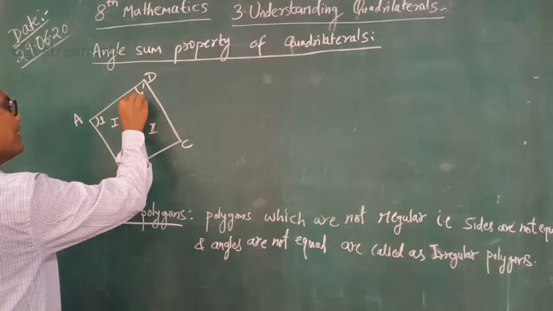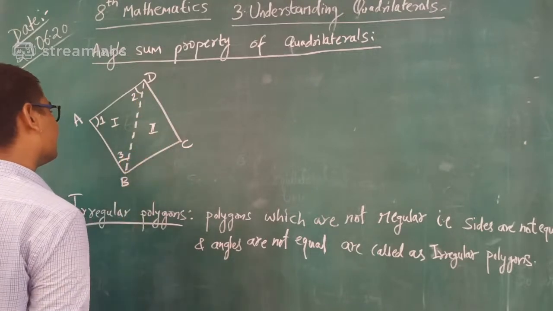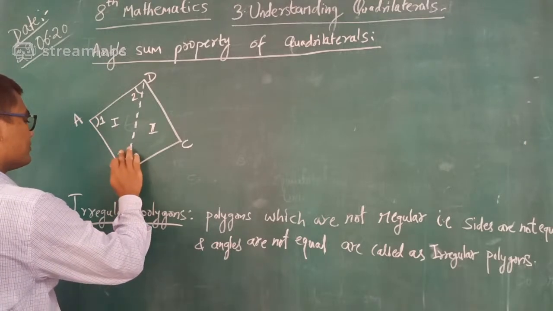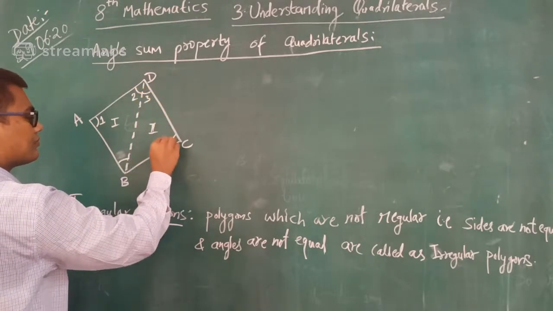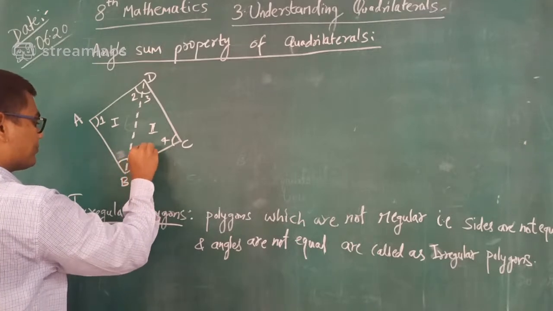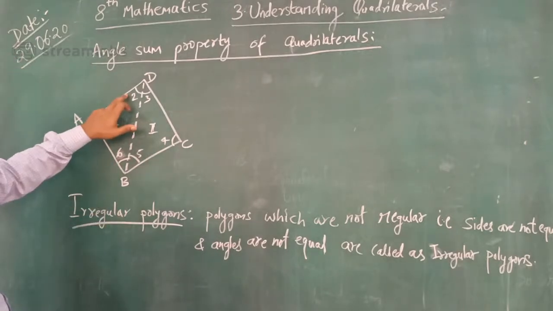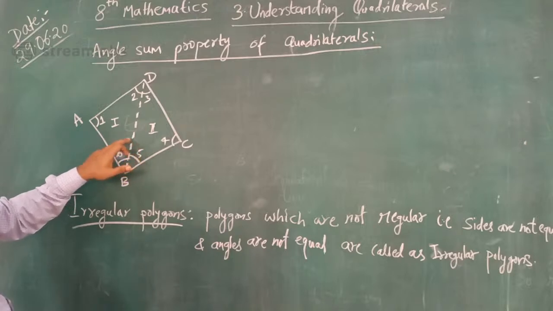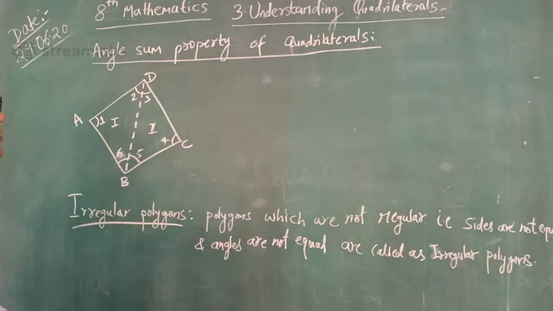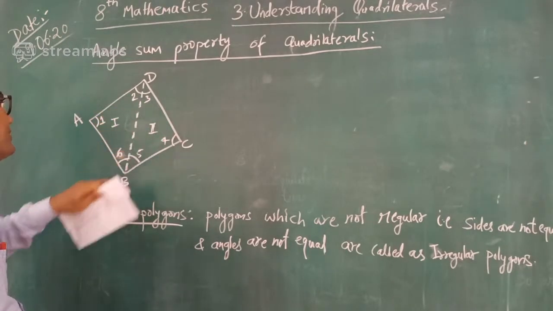This is angle 1, this is angle 2, this is angle 3. So this is angle 1, this is angle 2 up to here, this is angle 3, this is angle 4, this is angle 5 and this is angle 6. We have learned the angle sum property of triangles in the 7th class. Using that we will find out the sum of angle 1, 2 and 6.